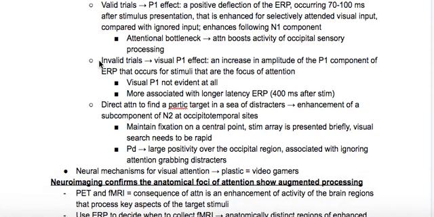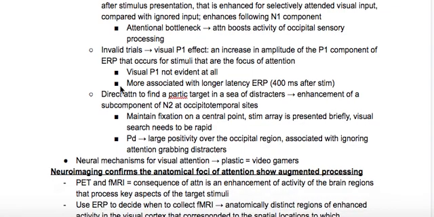During invalid trials, where a cue signifies that a stimulus will be presented at a certain area, but then the stimulus is presented at an opposite area, we do not see the visual P1 effect, which is an increase in amplitude of the P1 component of the ERP that occurs for stimuli that are the focus of attention. It is more associated with longer-latency ERPs because it takes a longer time to find the stimulus when we direct our attention to where the cue tells us to go, usually about 400 milliseconds after the stimulus.